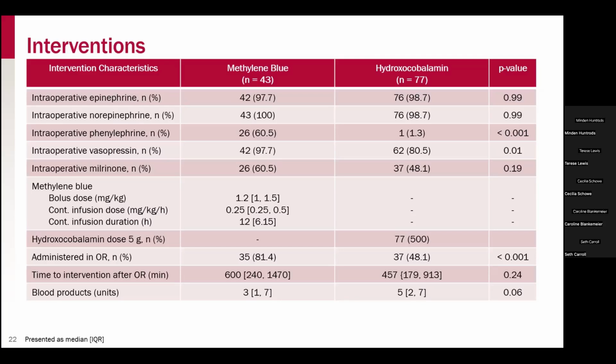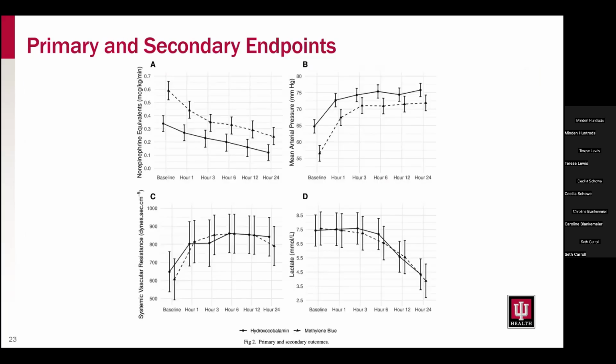And the patients in the methylene blue group were also more likely to receive the intervention in the OR versus the hydroxocobalamin group. More of those patients received them after the OR. And blood products were pretty evenly split between them as well. And then in terms of the primary outcome, this was a chart that was in the article.